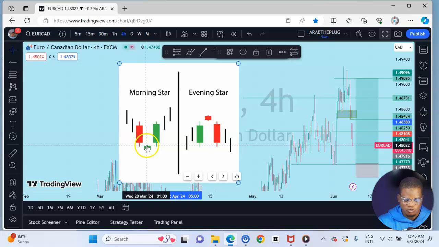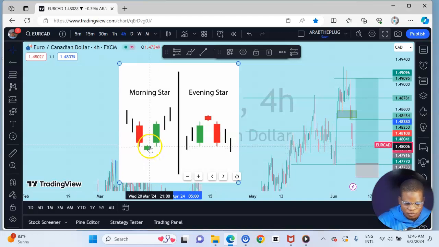So for the morning star, what happened is that the market has been coming down and we have been seeing bearish candles. Then we have a bearish candle, after which we have an indecision candle. This small candle is an indecision candle. It's more like a 50-50 candle. The market is not going up, it's not coming down. It's like a 50-50 candle.